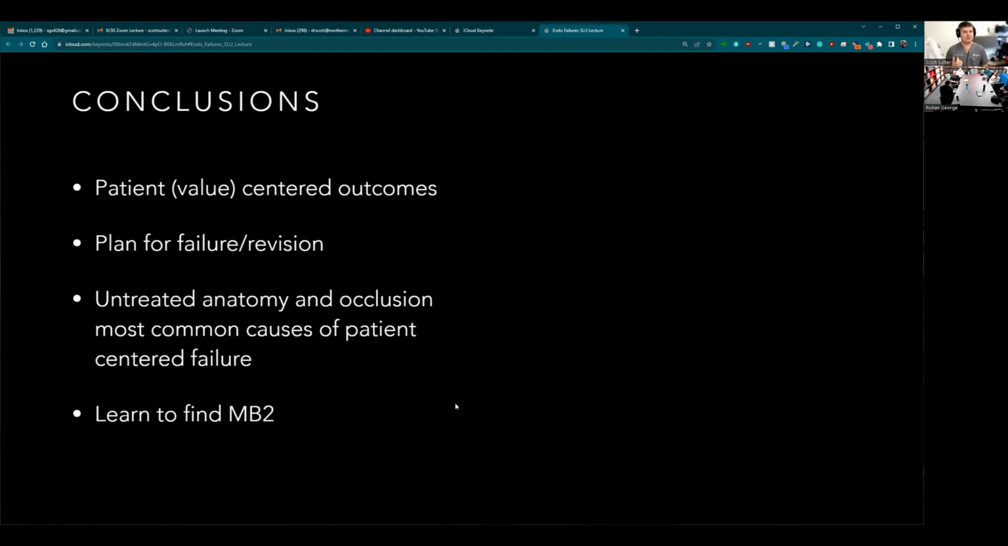Untreated anatomy and occlusion are going to be your two most common causes of patient-centered failure, which is you have infection, you can't chew on the tooth, things like that. And for the love of God, learn to find MB2 because it will make your life so much better. So that is all I have for today.